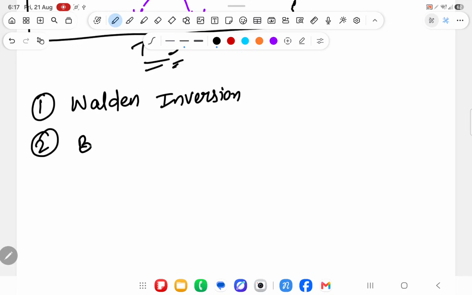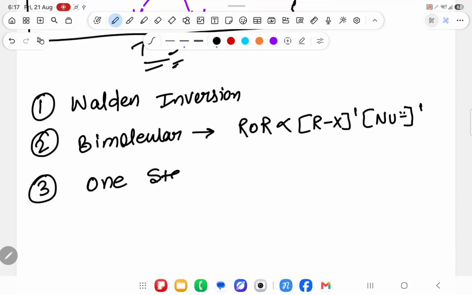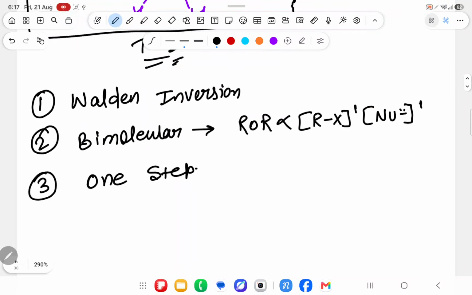Second important point, this reaction is bimolecular. Bimolecular means the rate of reaction is directly proportional to alkyl halide to the power 1 and nucleophile to the power 1. For SN1, nucleophile is to the power 0. So if you double the alkyl halide, the rate will double. If you double both alkyl halide and nucleophile, the rate will become 4 times. Understood? Third important point, it is a one step reaction. This reaction happens in only one step, through the transition state.